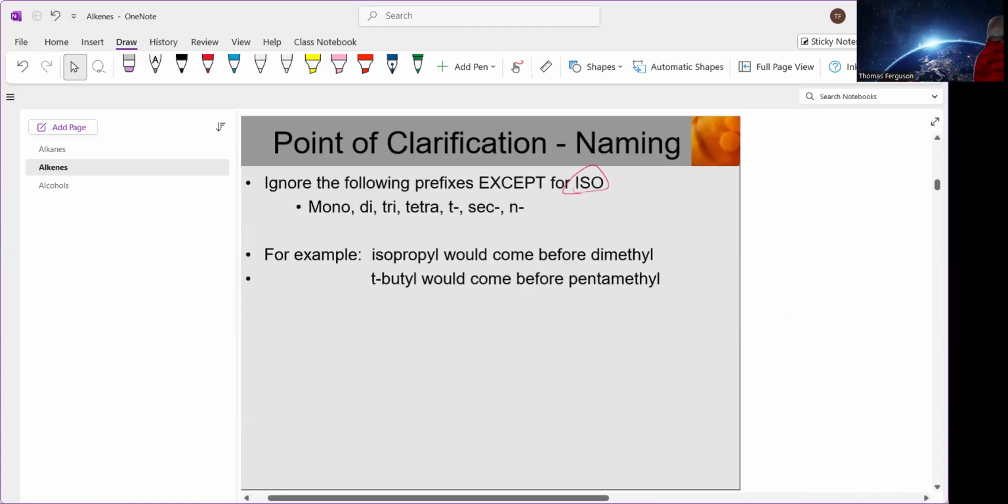Now, when we're naming stuff, normally we put things in alphabetical order. Mono, di, tri, tetra doesn't count. It's the main molecule, main noun that determines the alphabetical order, except for iso. You know, isopropyl, that begins with an I. Propyl begins with a P. Dipropyl begins with a P. Tripropyl begins with a P. Okay? So the only one that doesn't count is iso, and that's considered an I.